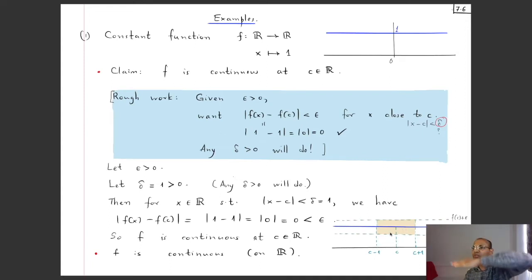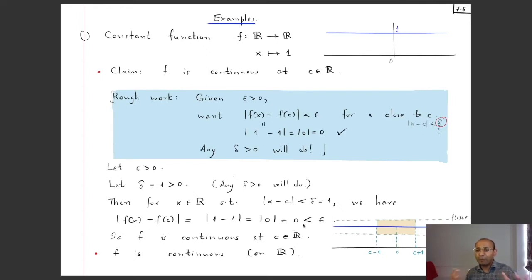But the value does not change at all. It's always equal to 1. So it's always equal to f of c. So I could have chosen any delta I wanted. I chose delta equal to 1. I could have chosen delta equal to 80,000 if I wanted. It doesn't matter, because whenever I take any x which is within the distance of 80,000 from c, the corresponding f of x would be 1. And 1 minus f of c, which is also 1, will always be 0. So the distance is always 0.